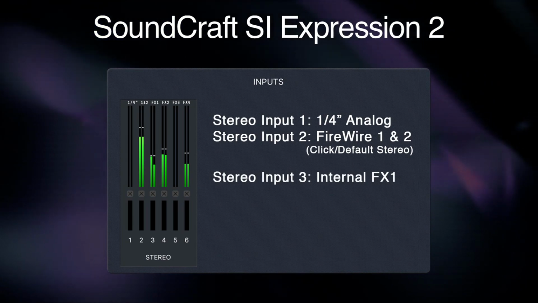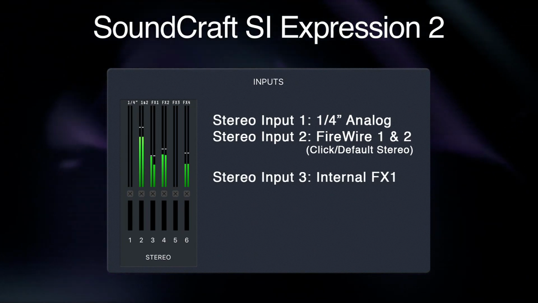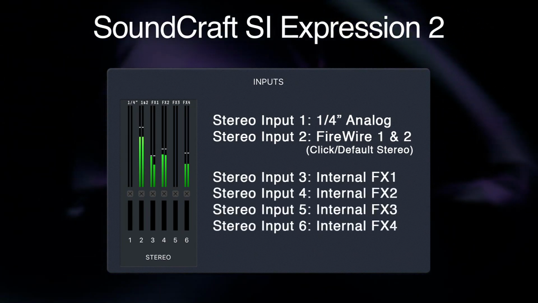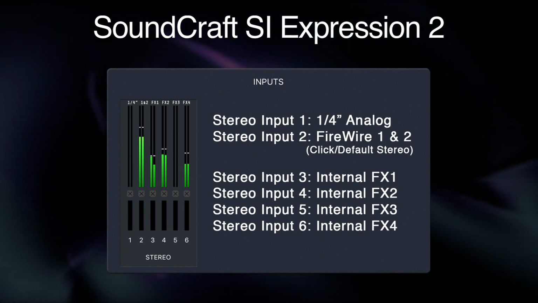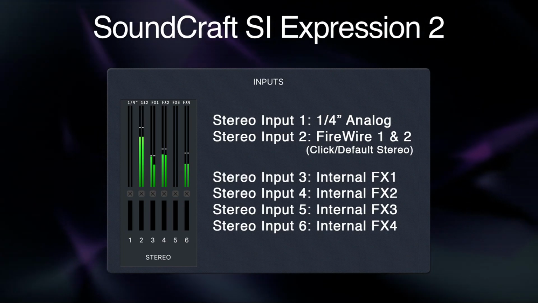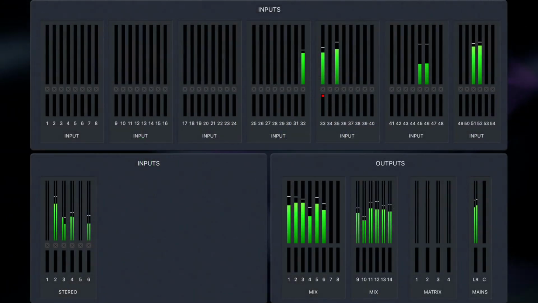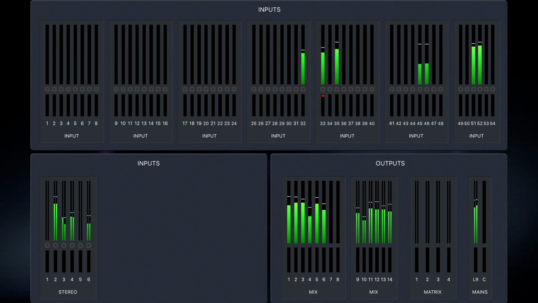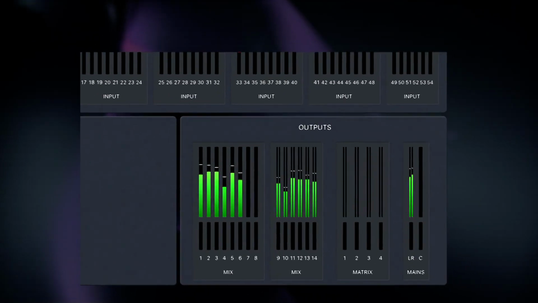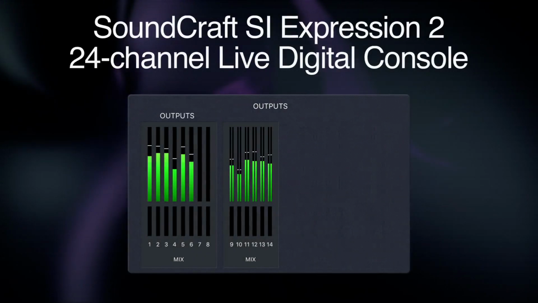Stereo input 3 is the internal effects 1 return, and same with stereo input 4, 5, and 6. These are the returns from the internal Lexicon effects bus. Now that we've routed all our signals into the console, how can we monitor when overdubbing or playing live? Let's take a closer look at our output section.